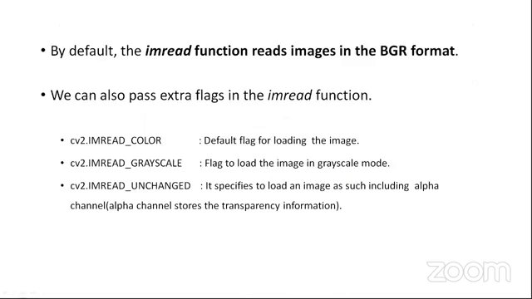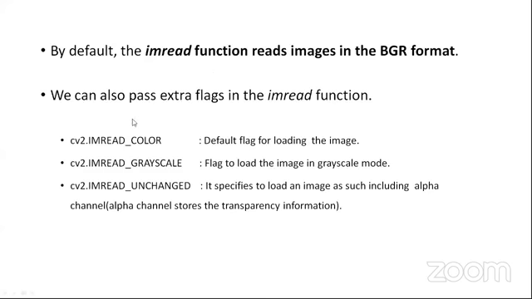The most important thing is that the imread function in OpenCV reads the image in BGR format. We have other libraries that use RGB format, like Matplotlib. So that is the important thing to remember: the imread function reads the image in BGR format.